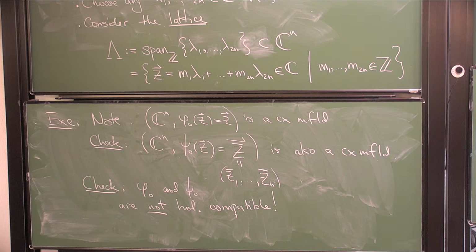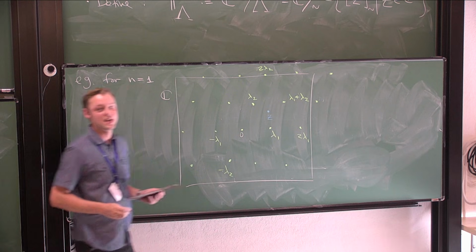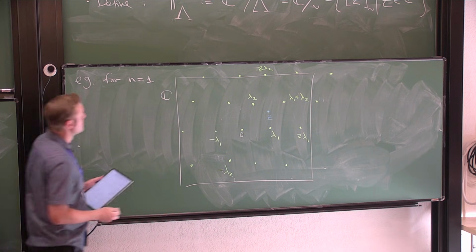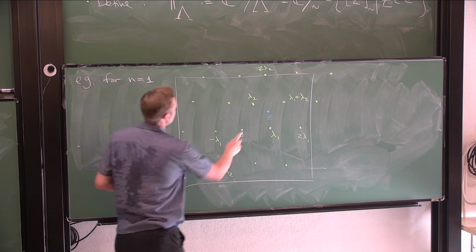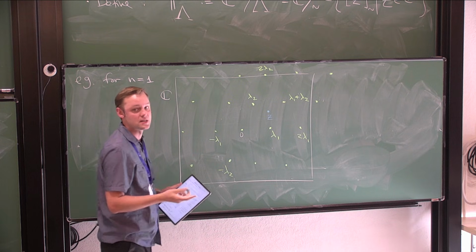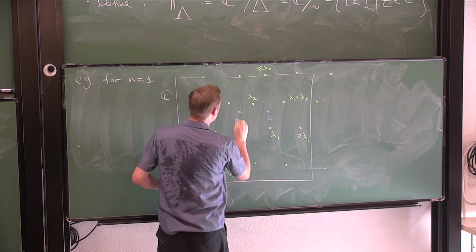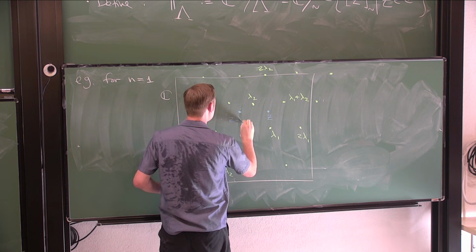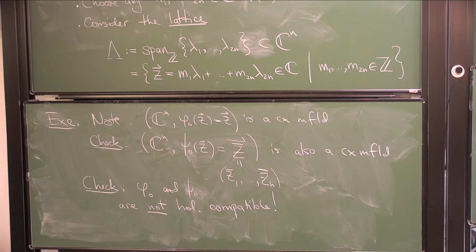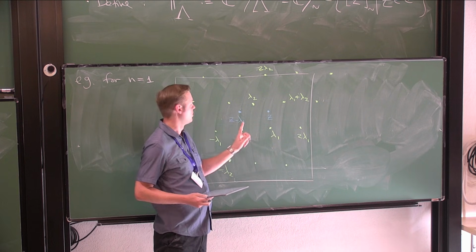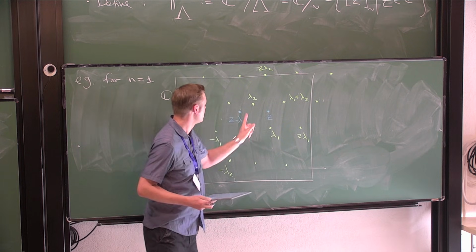So let's say I look at this point. So this is my point Z. According to my prescription, if Z and Z prime differ by something in the lattice, then I identify them. So for instance, if I look at this point, which is Z minus lambda 1, the difference between Z and Z minus lambda 1 is lambda 1, or whatever, minus lambda 1. And that belongs to the lattice. So I identify these 2 points.